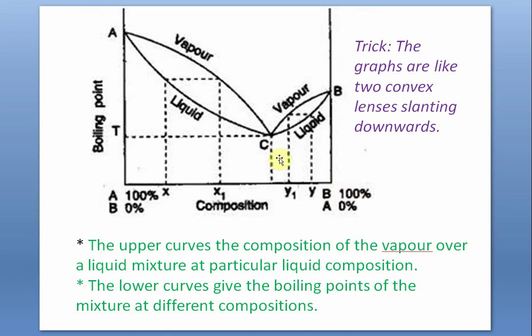Let's take an example. This composition is 98. It's not looking like 98. The C point should be very close to 100% B. But for understanding purposes, let us presume that this is 95.6% ethanol and the remaining 4.4% water. This is C.